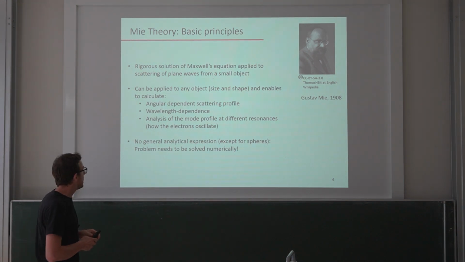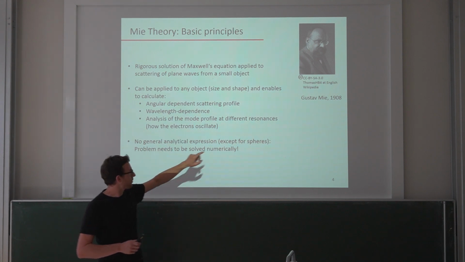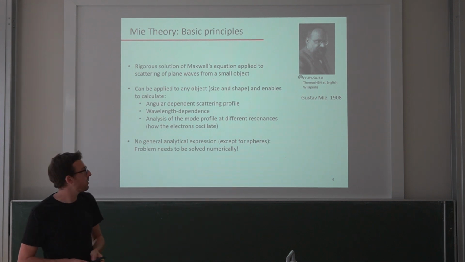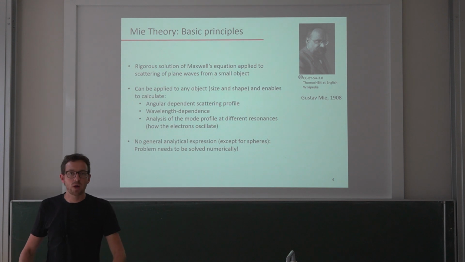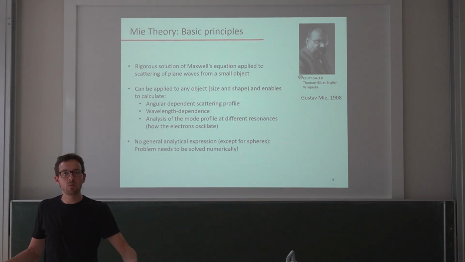So the problem is there is no general analytic expression except for spheres, no? Because spheres have the most easy to handle geometry. This is what Gustav Mie did. And otherwise, what you need is a computer that crunches the numbers numerically. That's of course also possible, but it also shouldn't be the subject of this course. Also, Mie theory, of course, is typically treated by computer programs. That's also not something I want to go into details with.